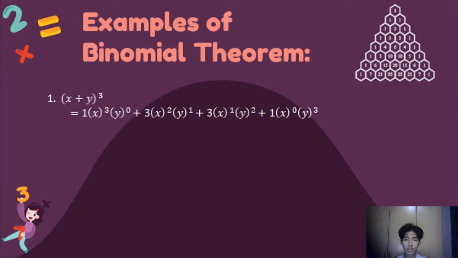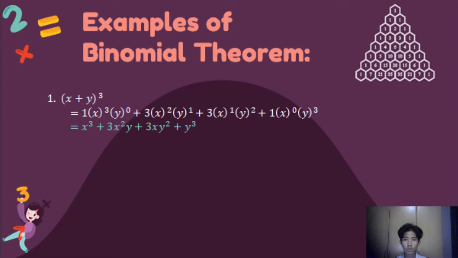So 1 quantity x raised to 3 times y raised to 0 plus 3 quantity x squared times y raised to 1 plus 3 quantity x raised to 1 times y raised to 2 plus 1 quantity x raised to 0 times y raised to 3.